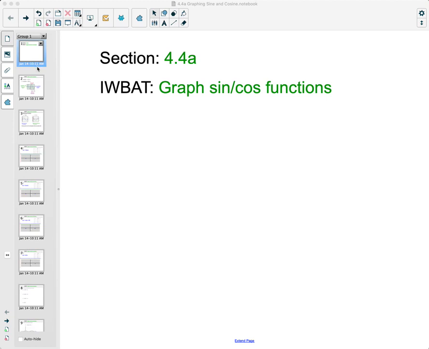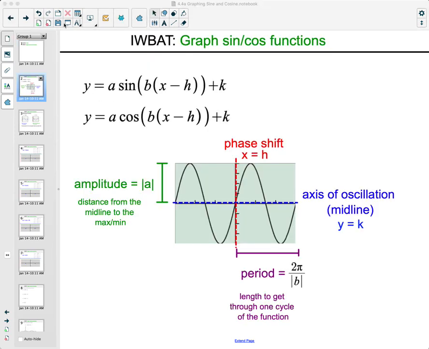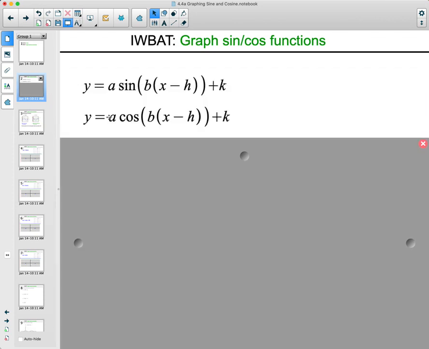In this video, we are going to talk about graphing of sine and cosine functions. So let's take a look at just the general way to write any sine cosine function. So this just has the a, b, h, and k in it like you're used to seeing in every function.